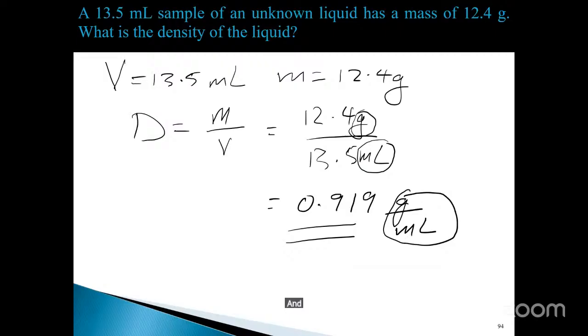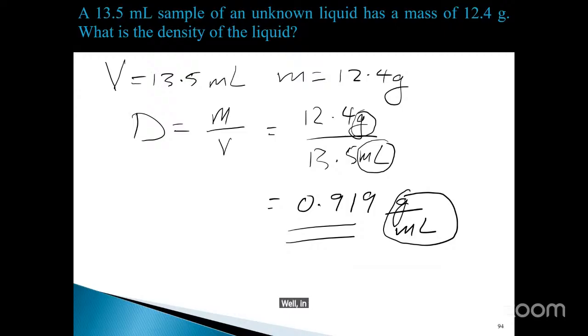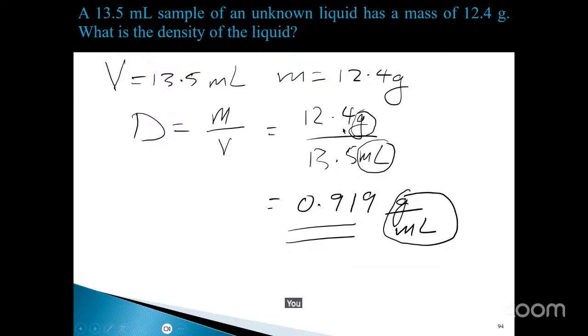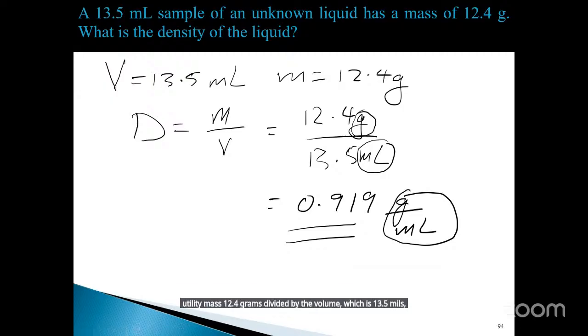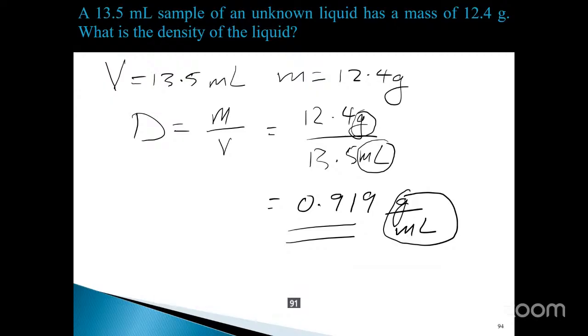And you can do some calculations involving densities. So for example, in this particular case, they're asking for the density of a liquid. They gave you the mass, they gave you the volume. Very simple calculation. You take the mass, 12.4 grams, divided by the volume, which is 13.5 mils, and you do your calculation and you end up with your density being equal to 0.919 grams per mil.